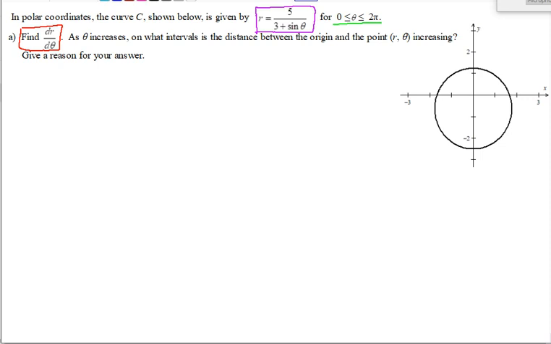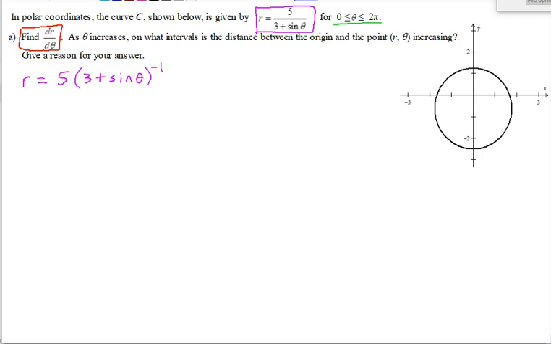Let's find that first. All right, so you could take the derivative right now using the quotient rule, and that'd be fine. However, it might be a little simpler because the numerator is just a constant. If you rewrite this as r equals 5, and then bring the 3 plus sine theta up to the numerator, and then it's to the -1 power. And then you no longer need the quotient rule, you just need the power and chain rule.